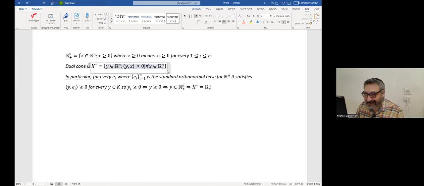So in particular for every e_i, where e_i is the standard orthonormal basis, it satisfies this condition. We demand it for every y in K star. So y_i is greater than or equal to zero for each i. So y is greater than or equal to zero by definition, and therefore y is also in the positive orthant, and since this is an equivalence, we can infer that K star is exactly the positive orthant set.